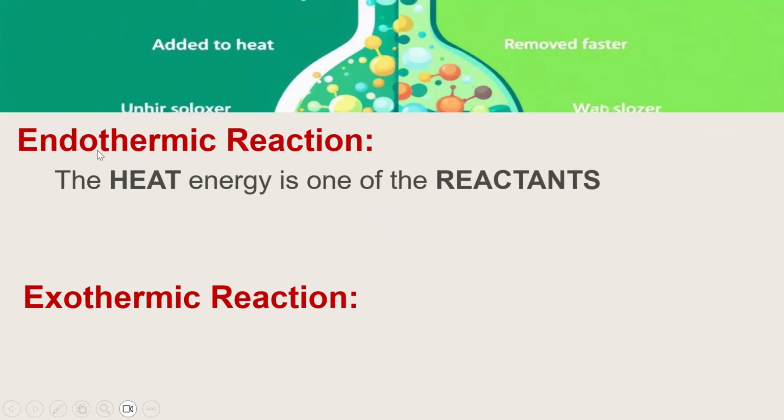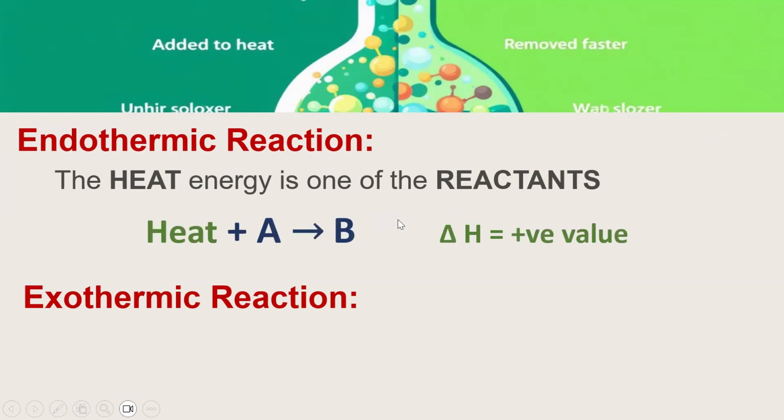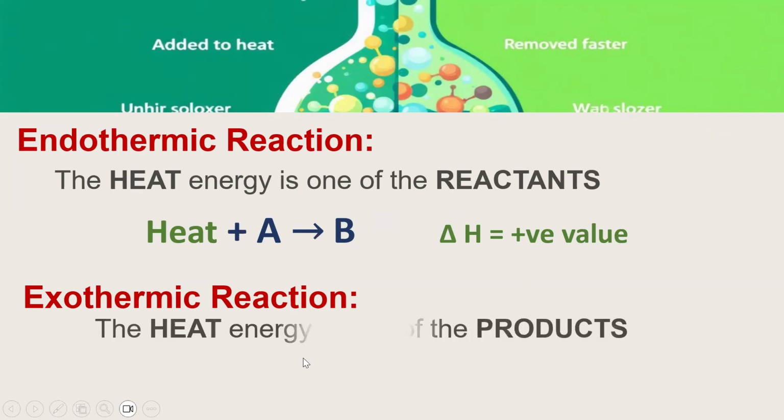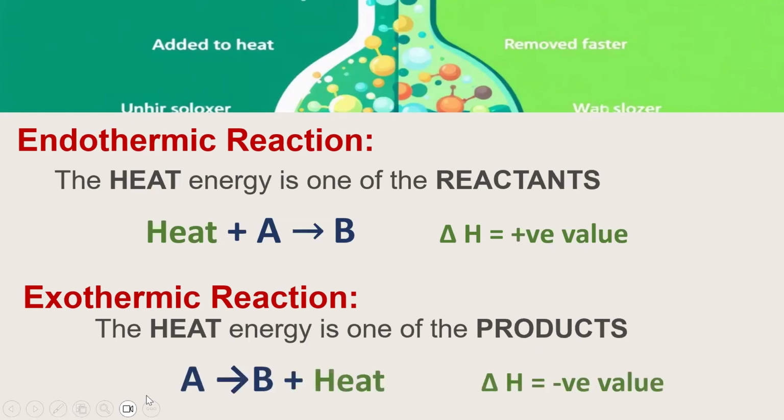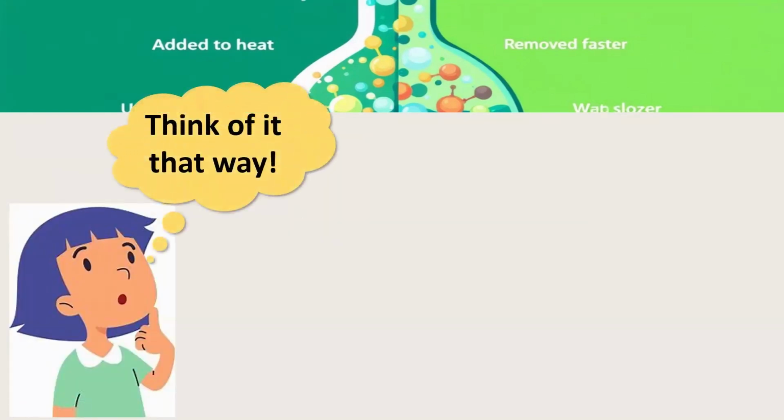As I mentioned, in an endothermic reaction, the heat energy is one of the reactants. Think of it that way, that will be easy for you. So heat plus the other reactants will yield the product B, and delta H is a positive value. While in the exothermic reaction, heat energy is one of the products, so whatever the reactants are will give the products and heat. To make it easy, you can think of it that way.